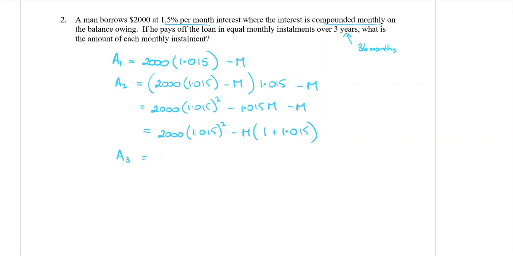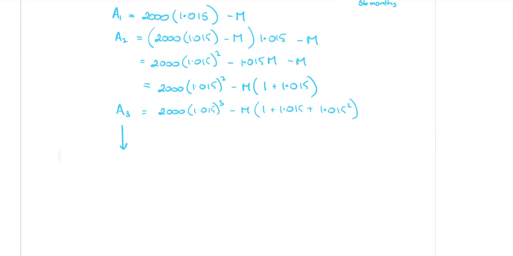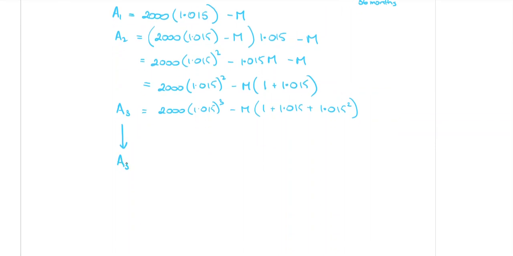A3 would be 2,000 times 1.015 cubed minus m bracket 1 plus 1.015 plus 1.015 squared. That's the pattern that's happening. I did that without expanding because I can just see the pattern that's building in there. Okay? Then I know that I have to follow through that pattern for 36 months.